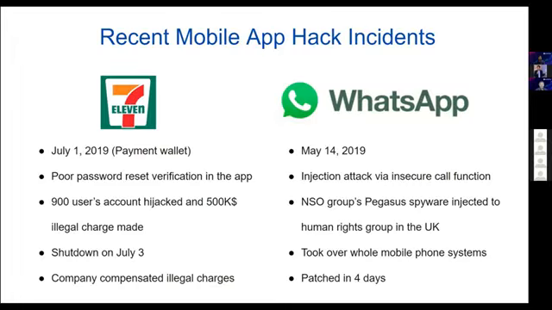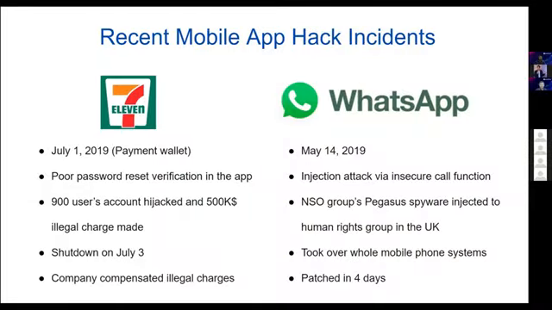And this shows a recent mobile app hack incident that happened in 2019, on July 1st. Seven Payment from 7-Eleven, one of the biggest convenience store chains in Japan, released its payment wallet on July 1st, 2019. The problem was that the password resetting verification process within the app was poorly designed. So 900 user accounts were hijacked, and 500K in illegal charges were made. The app was shut down on July 3rd, so it took around 3 days from identifying the vulnerability and hacking incident to mitigating it by shutting down the application. The bottom line is that the company compensated the illegal charges, and they lost huge credibility with their end users.